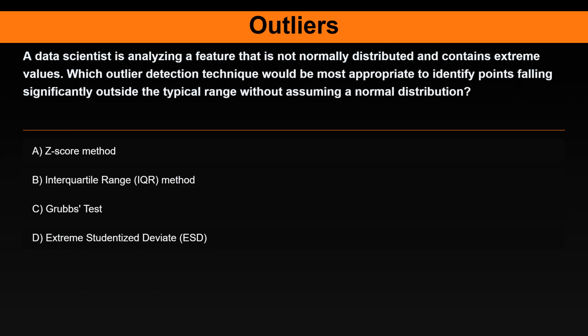Question 17. A data scientist is analyzing a feature that is not normally distributed and contains extreme values. Which outlier detection technique would be most appropriate to identify points falling significantly outside the typical range without assuming a normal distribution? Option A. Z-score method. Option B. Interquartile range (IQR) method. Option C. Grubbs test. Option D. Extreme studentized deviate (ESD).